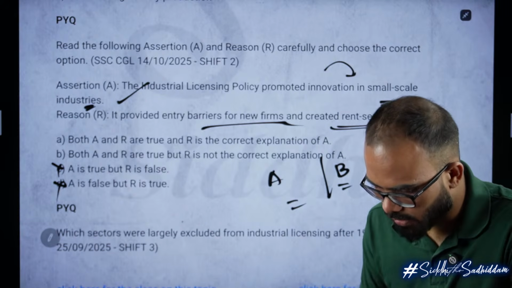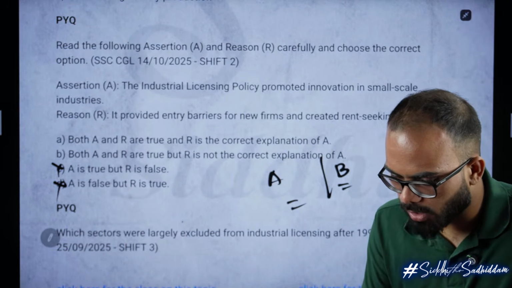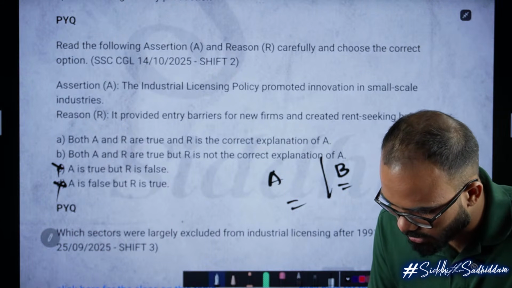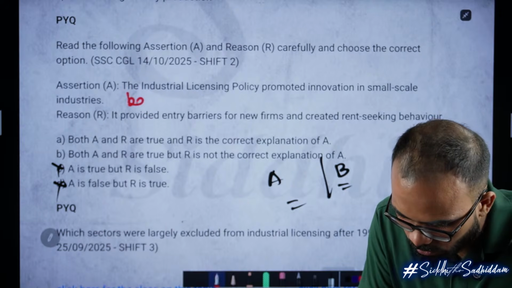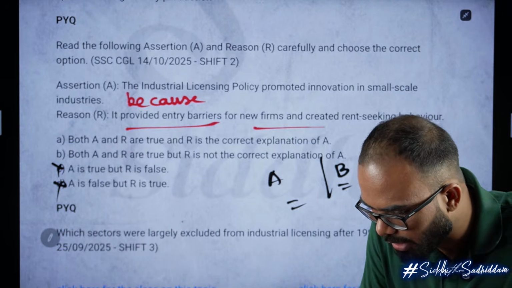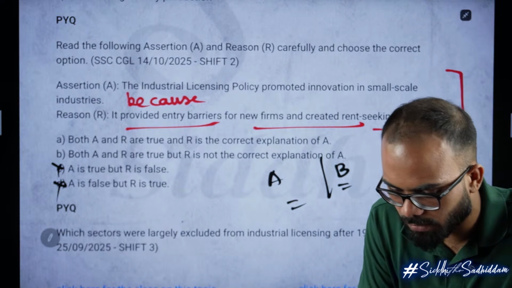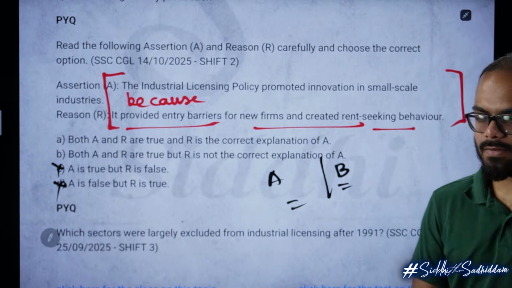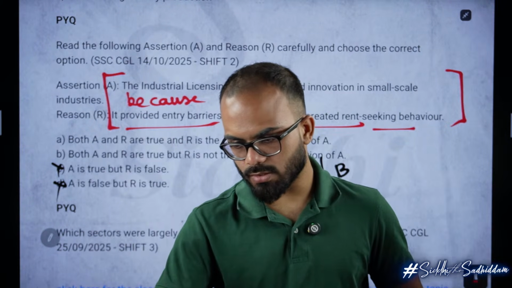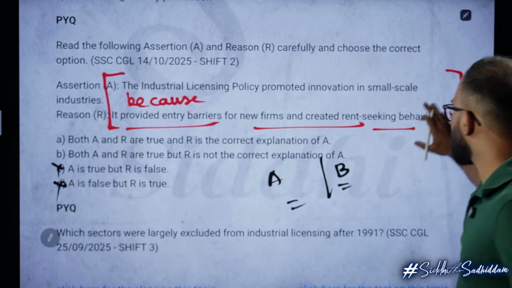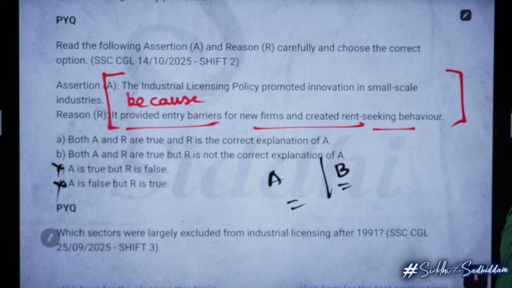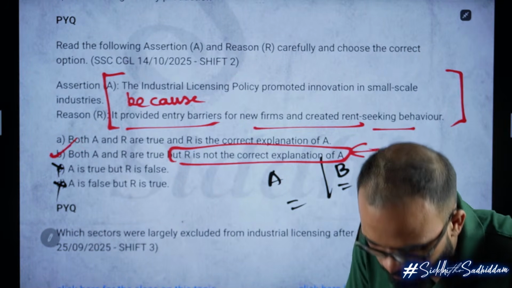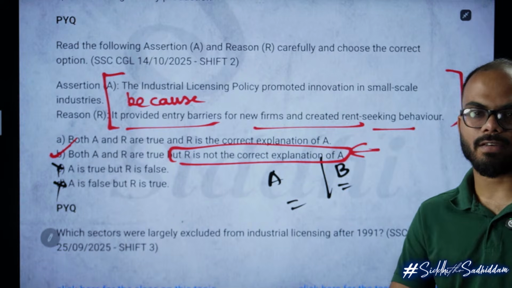See, when you want to solve this question, let me tell you, industrial licensing policy promoted innovation in small scale industries. Right, after this, please insert the word because. Because it provided entry barriers for new firms and created rent seeking behavior. Will this make any sense now? When you write the word because, will it make any sense? Yes or no? No. Then the answer is that R is not the correct explanation of A. Okay. This is how you solve these questions.